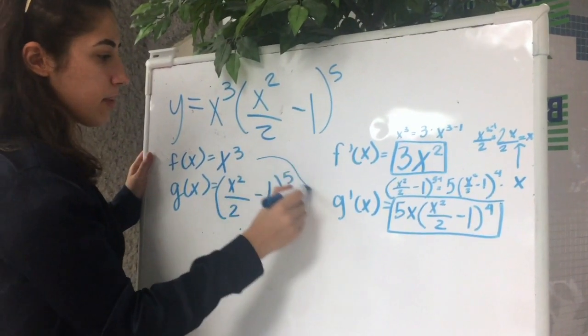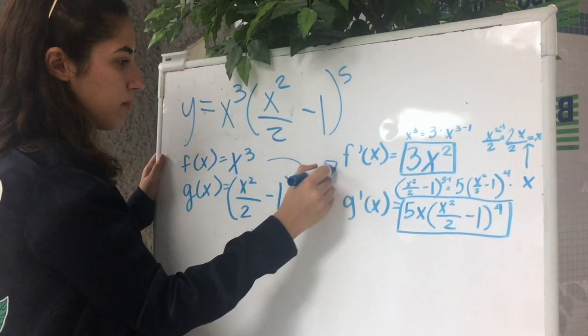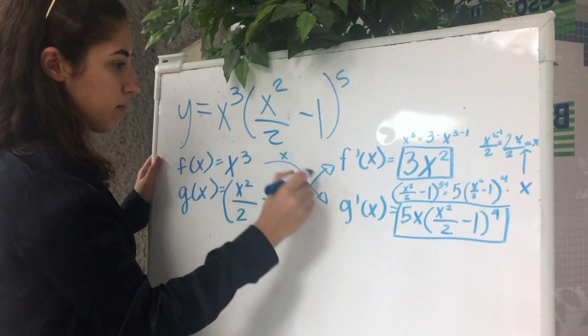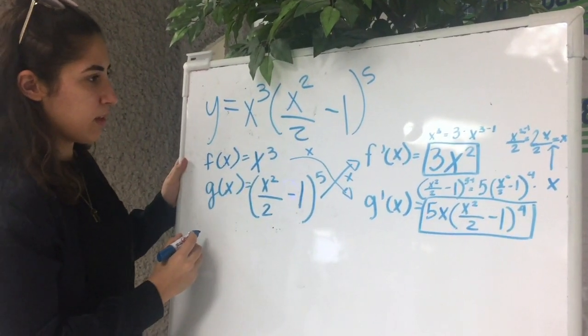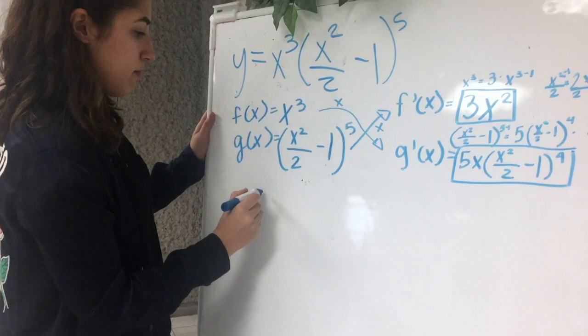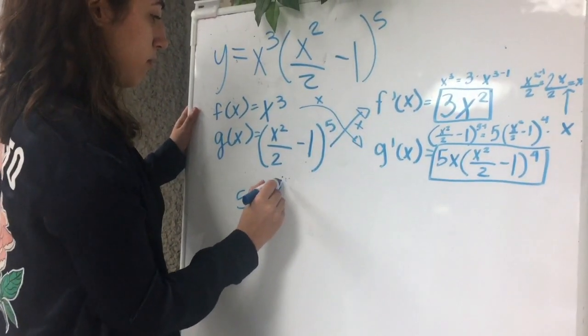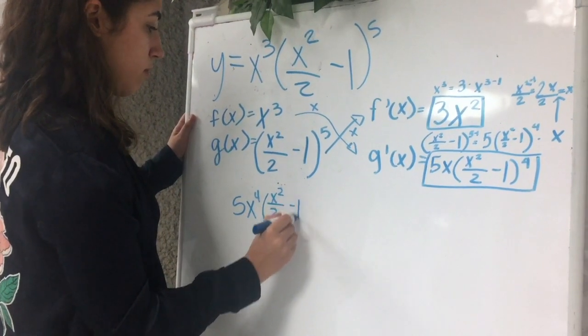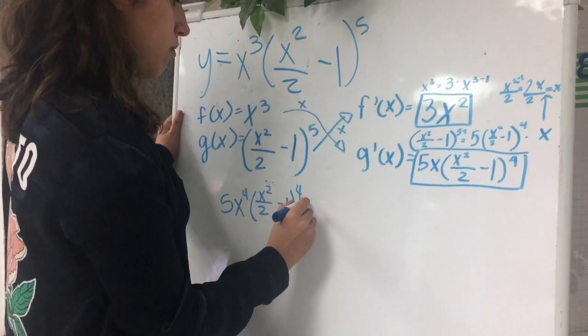So this next part is very easy. The first thing you have to do is multiply the f of x times the g prime of x and the g of x times the f prime of x. So we're going to cross multiply the four terms we have. So y prime equals 5x times x to the third times, open parentheses, x to the second over 2 minus 1, to the fourth power.